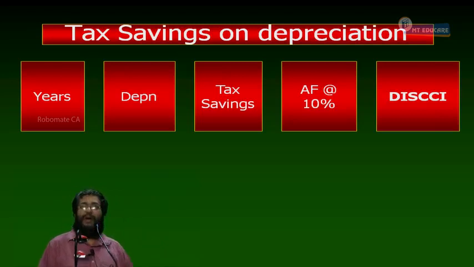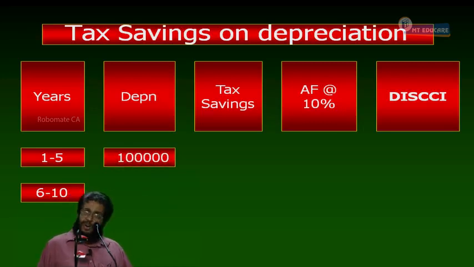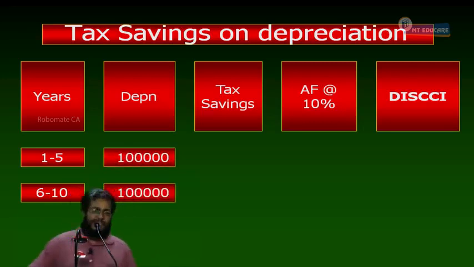Everybody understanding? Now tell me, can I say 1 to 10 years? Depreciation may be the same, but the tax is different. First 5 years a different amount saved, last 5 years a different amount saved. Can I proceed? Now, 1 to 5, and then 6 to 10. What is the depreciation for the first 5 years? 1 lakh per annum. And for the next 5 years, also 1 lakh per annum. Depreciation is the same, 1 lakh per annum for 10 years.